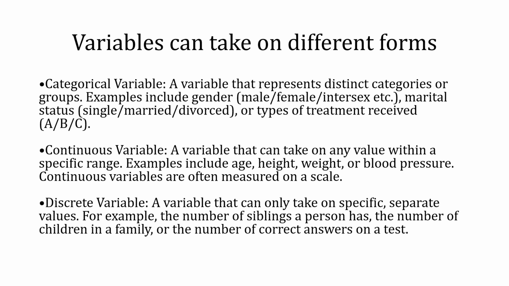A continuous variable is a variable that can take on any value within a specific range. For example, age is a continuous variable. So after 2 years comes 3 years, comes 4 years, etc. Height is a continuous variable. So is weight and blood pressure. So these are variables that can be measured on a scale.